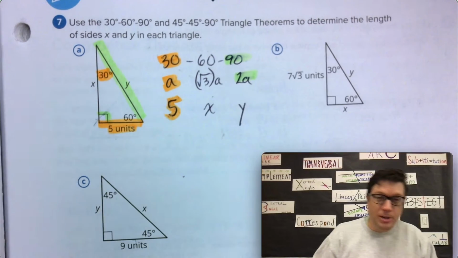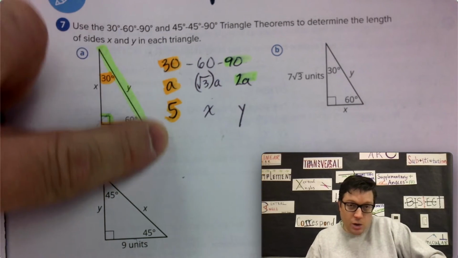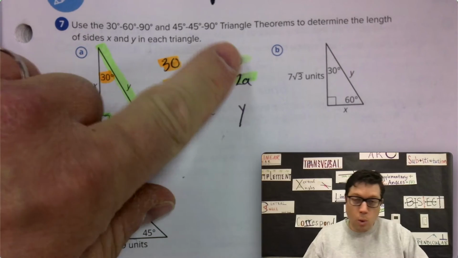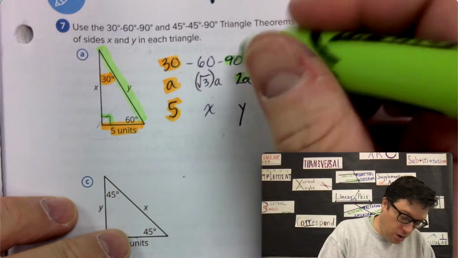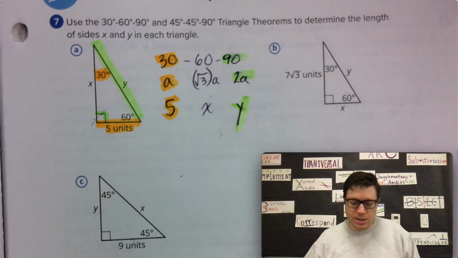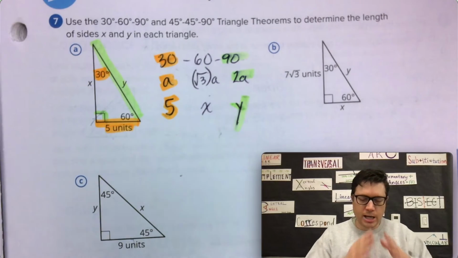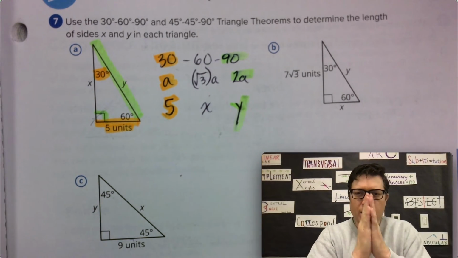right? 5 should be orange, so all of the oranges should be there. Y should be green, so all of the greens should stack up, and then the not highlighted should stack up as well. Here's why we did this.